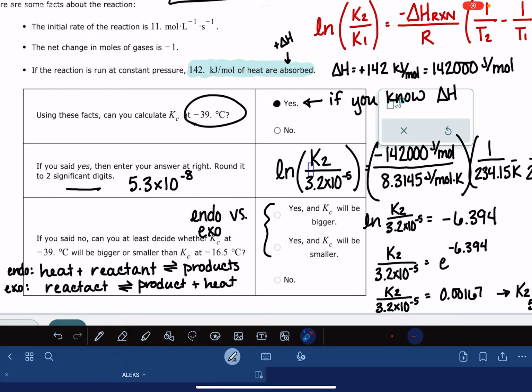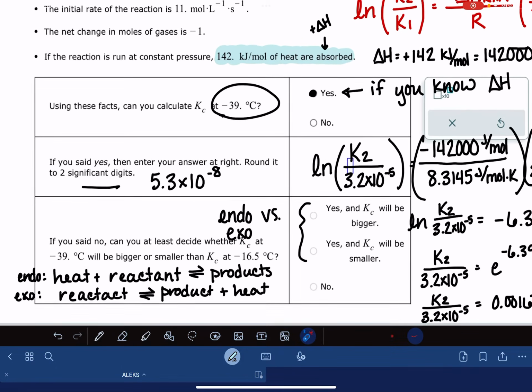Exothermic reaction, treat heat like a product. This maybe is going to feel a little bit like Le Chatelier's principle. Okay, so now that you got this figured out, pay attention to the temperature change that ALEKS is asking you about, and you got to be a little bit careful if you're dealing with negative numbers here.